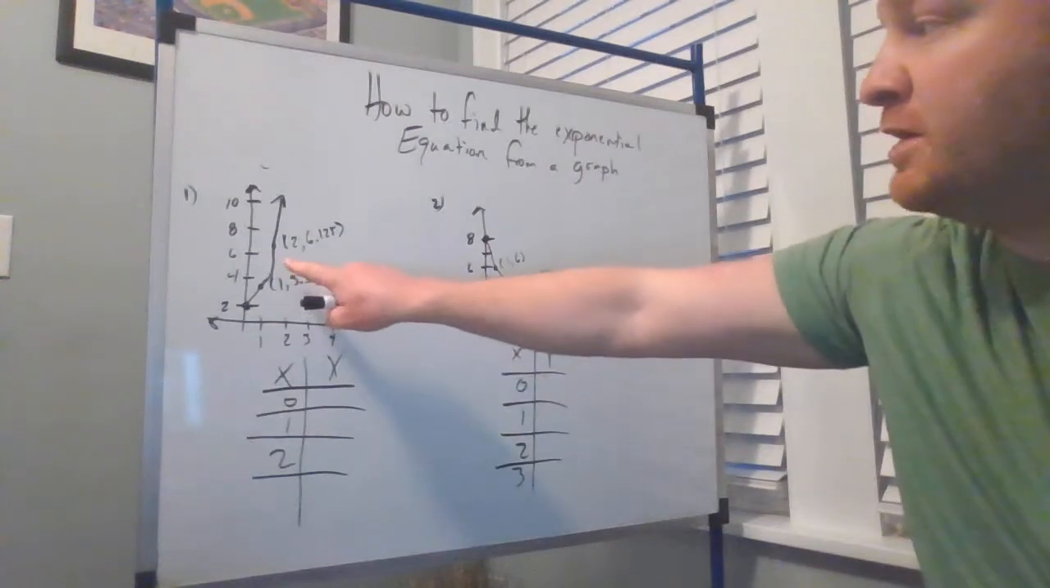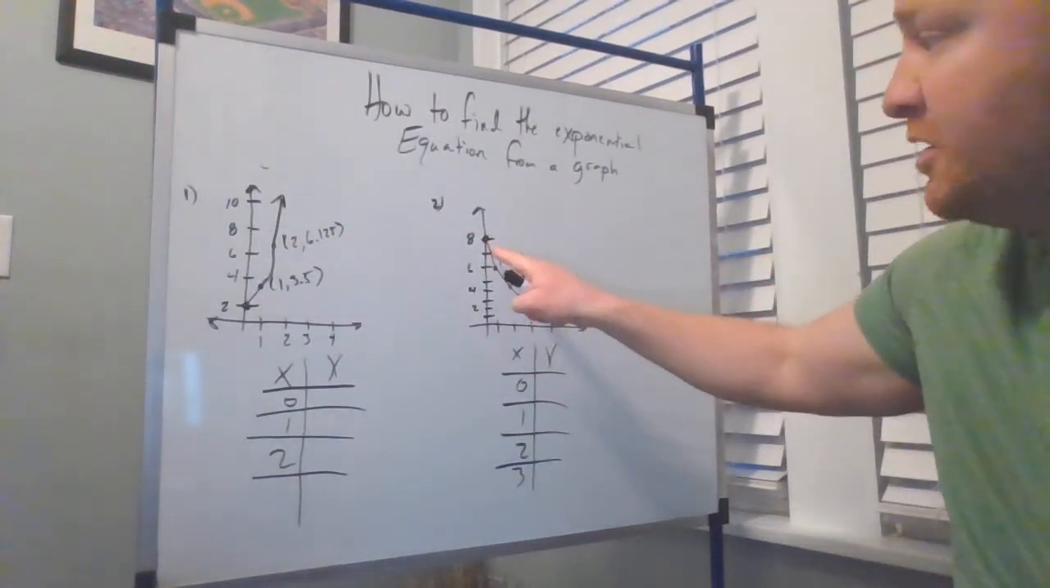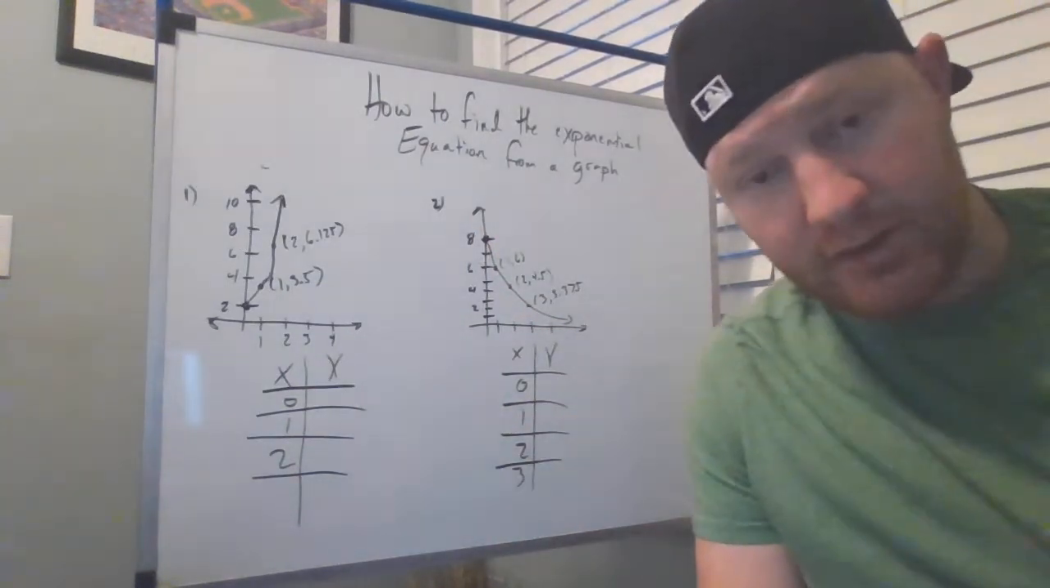Obviously, we know this one is a growth situation because it goes up and to the right, whereas this one's a decay situation because it goes up and to the left. All right, so we know growths.